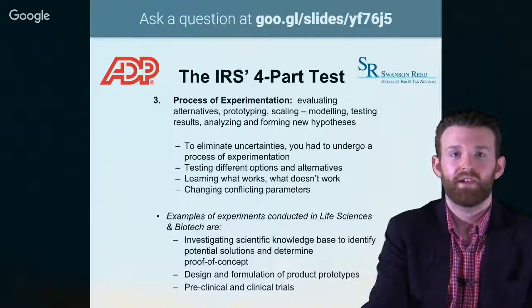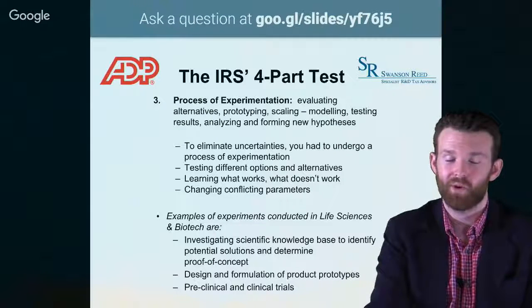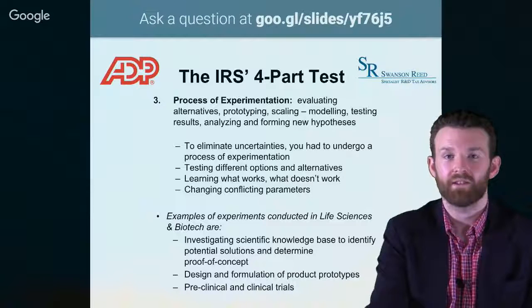All right, so now moving on to the next criterion of the four-part test known as process of experimentation. Because of the uncertainties and challenges you faced at the outset of the project, you had to eliminate these uncertainties by undergoing a systematic process of experimentation. This means things like testing different options and alternatives to determine what solutions work and what don't work. It's also important to note that the work you're doing doesn't necessarily have to be successful in order to qualify. In fact, if you tried something that didn't work or failed, it demonstrates the need for experimentation to eliminate uncertainty.